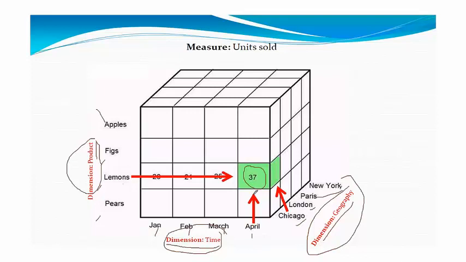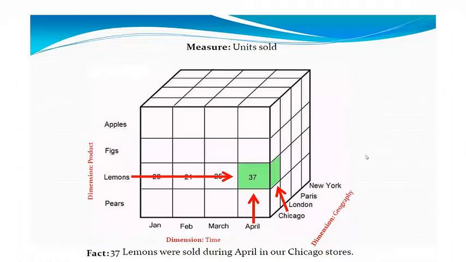So how can we understand this common point? To understand it, you need to read this statement. What is the fact? What is the value? 37 here. 37 lemons were sold during April in our Chicago store. That means this 37 belongs to lemon sales. Which month? April. Which store? Chicago store. If you have some other information, some other dimension, you can put that also, like the store name.